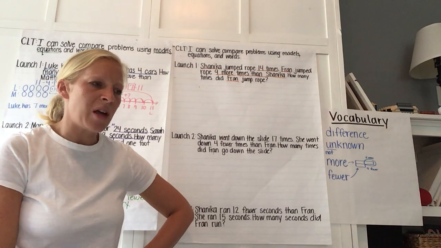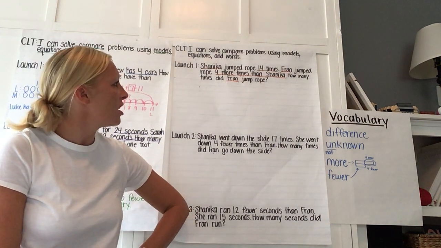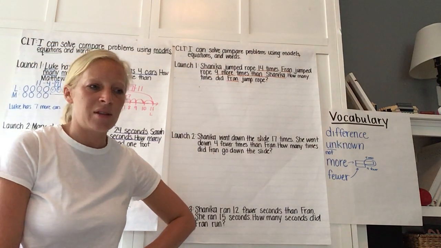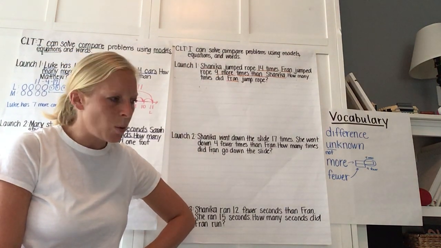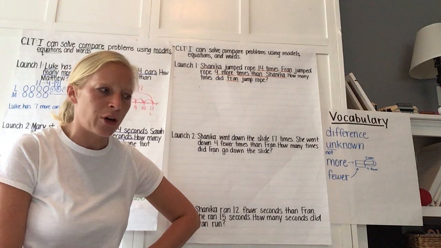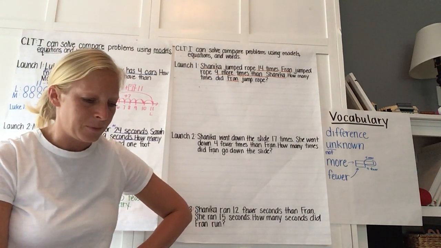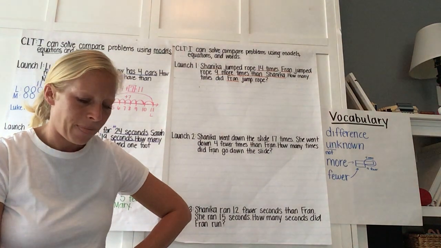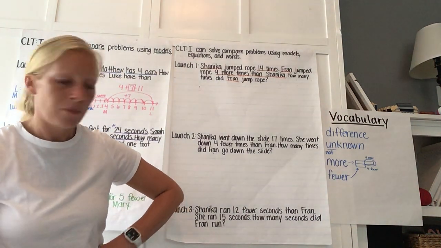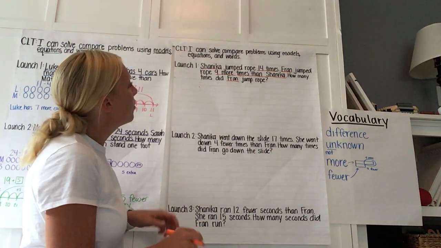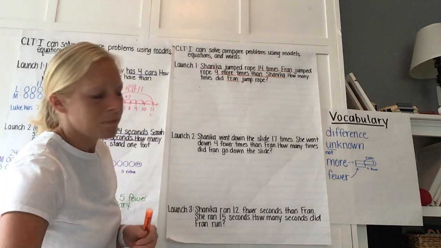Well, then I want you to show me how you're going to solve that. How many times did Fran jump rope if she jumped rope 9 more times than Shanika? What would that equation look like? Let's go ahead and do that part first. What would that equation look like to help us solve this work? What is your equation? I see all these equations. They look the same. What does that equation look like?